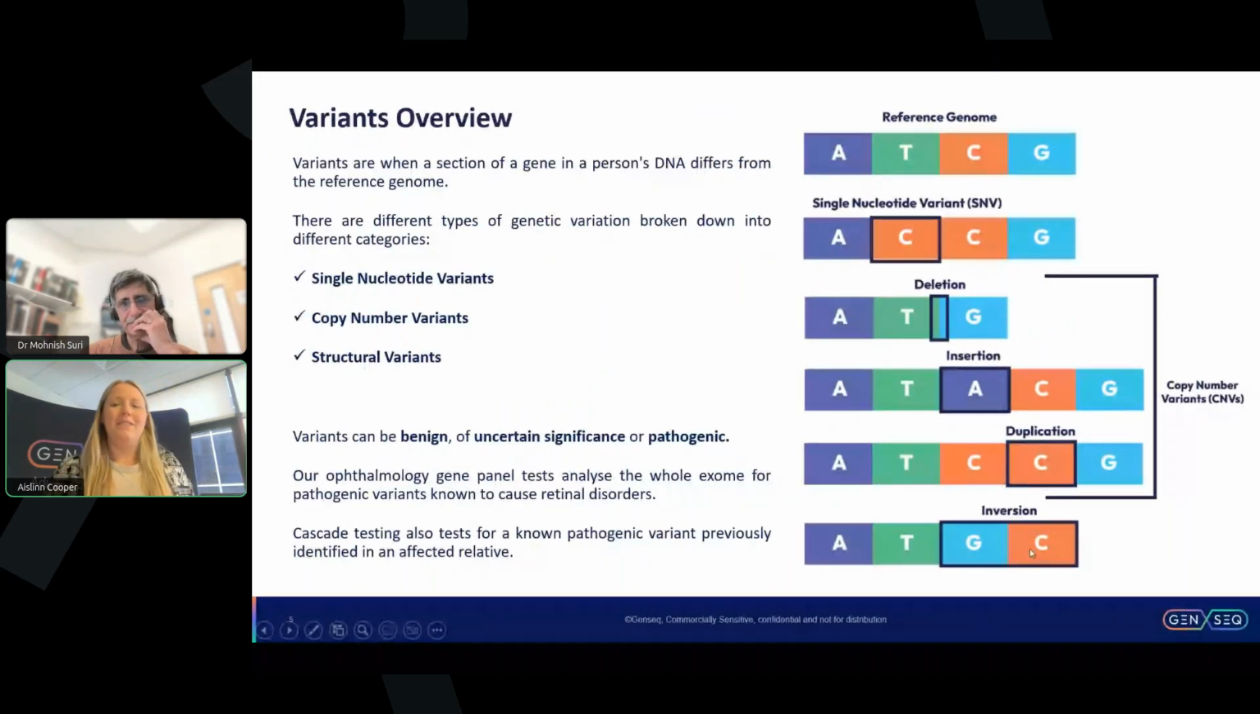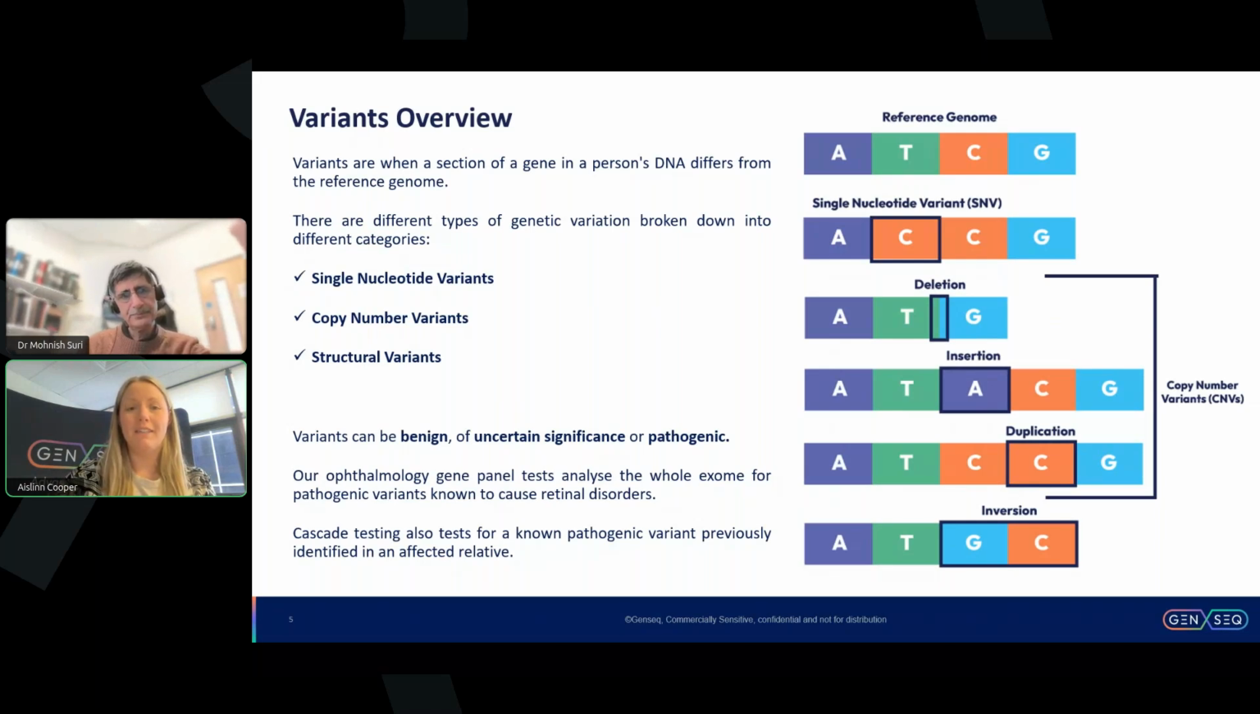Okay, so I'm going to bring us back to basics a little bit first and talk us through a bit about what variants are, what kind of testing we're doing when we're talking about gene panel testing and cascade testing, and also a little bit about how we analyze and interpret any variants that we find. So first of all, what is a variant?